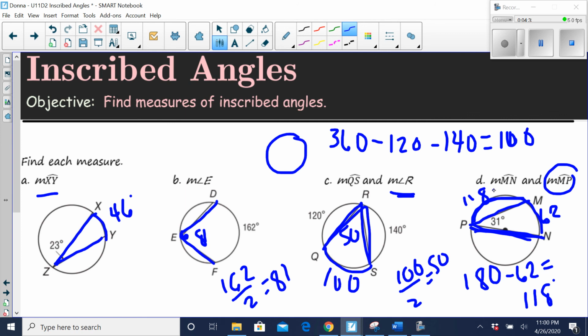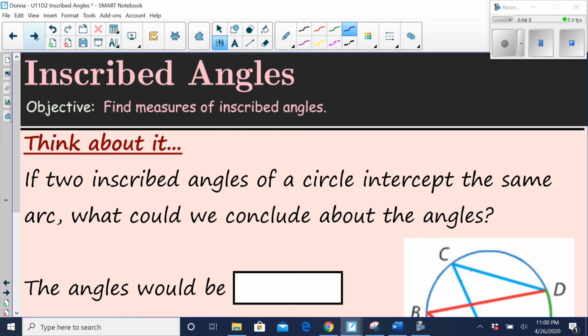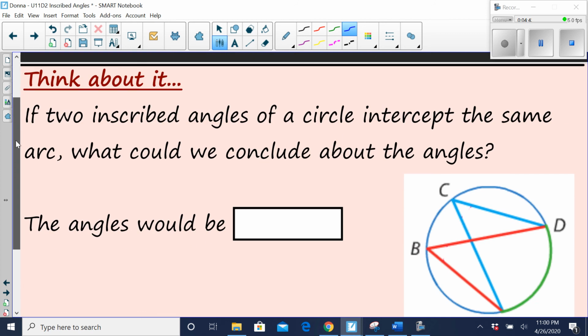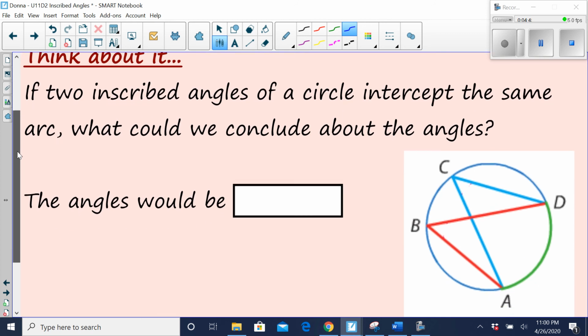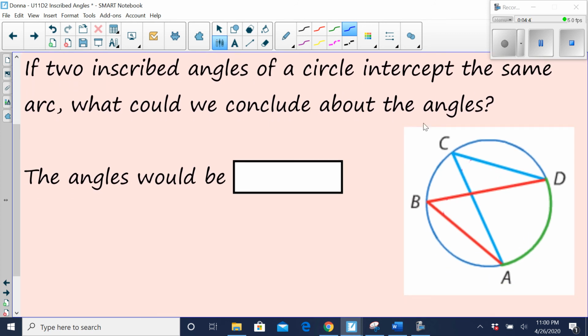Now we have some theorems that deal with inscribed angles. It says if 2 inscribed angles of a circle intercept the same arc, what could we conclude about those angles? What it's saying here is angle C is opening up to this arc DA. Angle B is also opening up to that same arc. They both intercept this arc right here. What could we conclude about these angles?